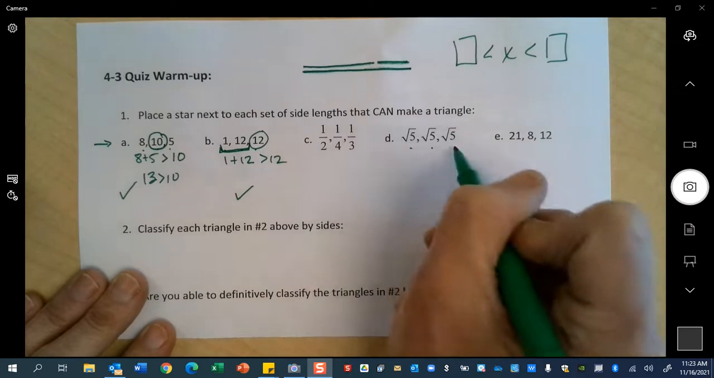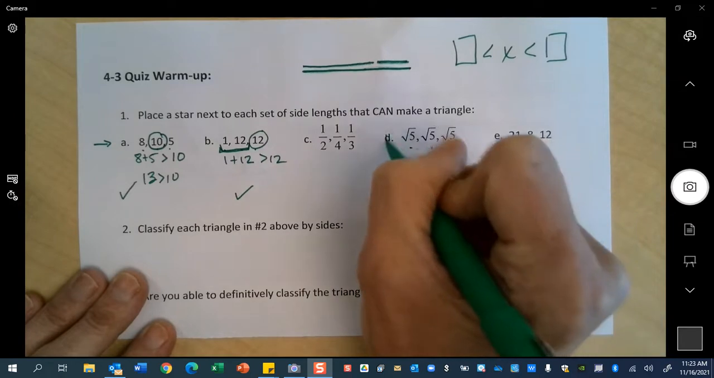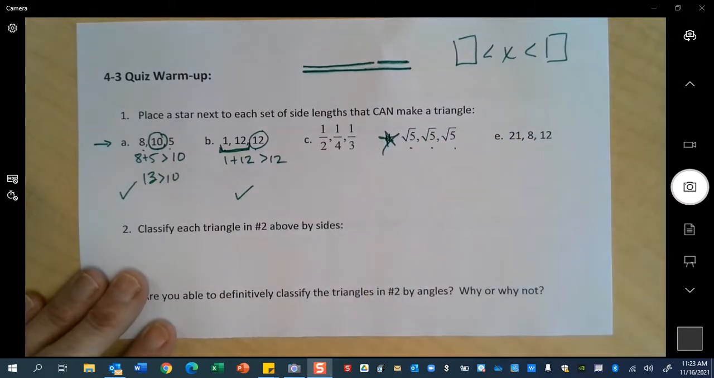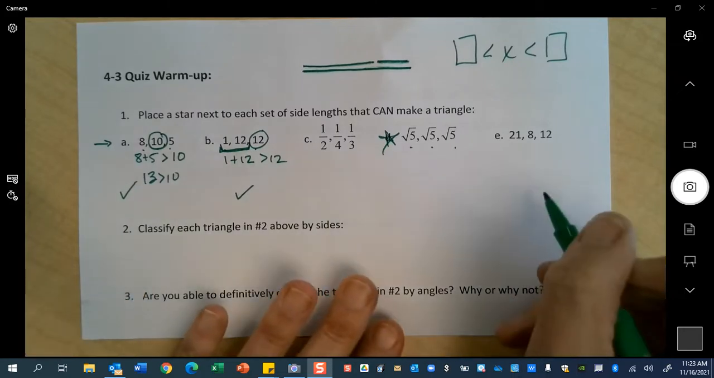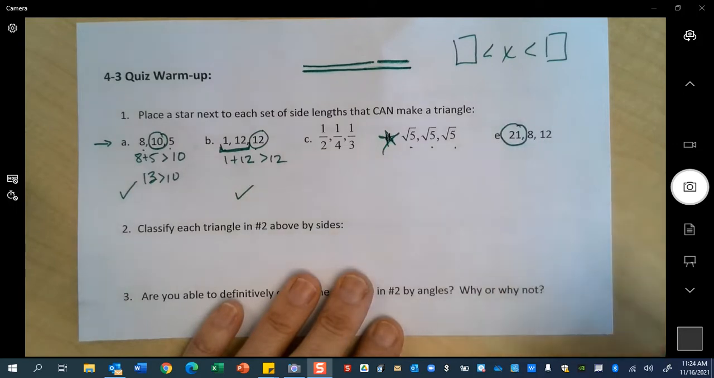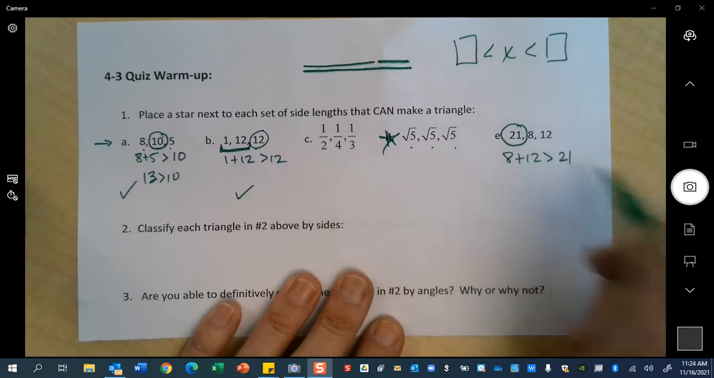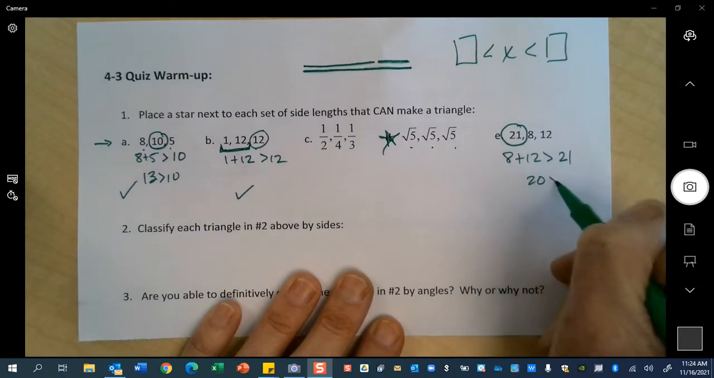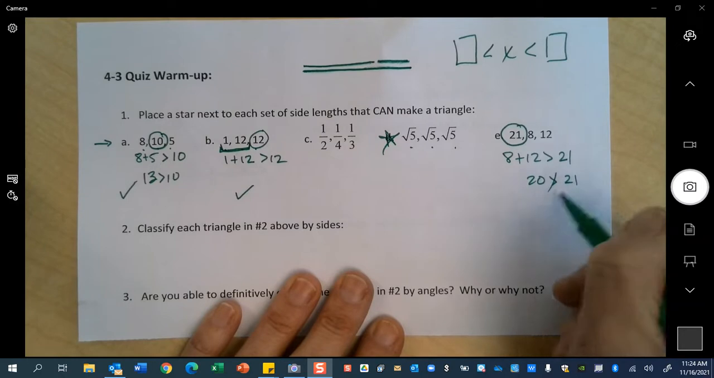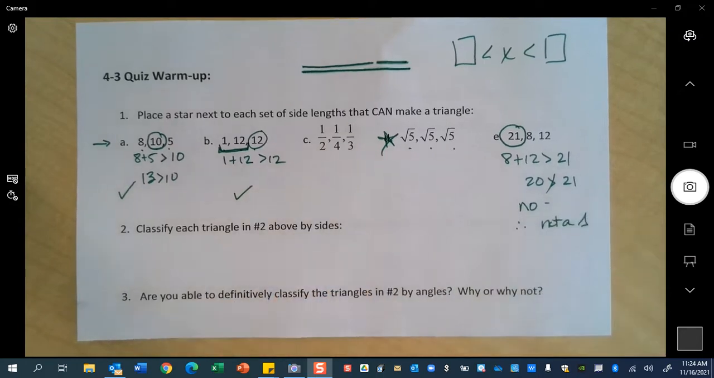Now this one is interesting. So yes, I have a triangle here. Not a problem, right? So when we look here, if my largest side is 21, is 8 plus 12 greater than 21? That's not true. So therefore, this is not a triangle.